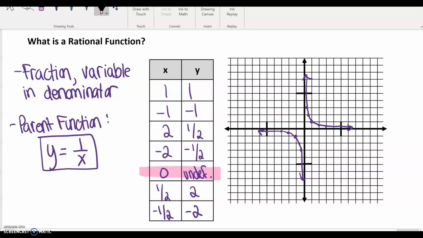Really want to highlight this part here. I didn't have room for it, but that says at 0, you'd have 1 divided by 0. So that's an undefined point. You can't have that happen. It would give you an error. Make a special note of that, and we're going to talk about it later in the video.